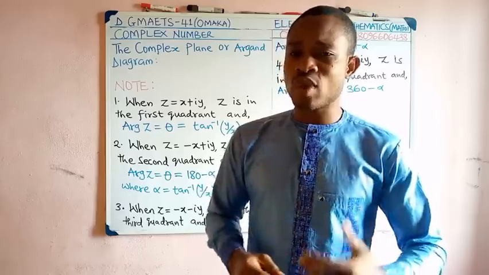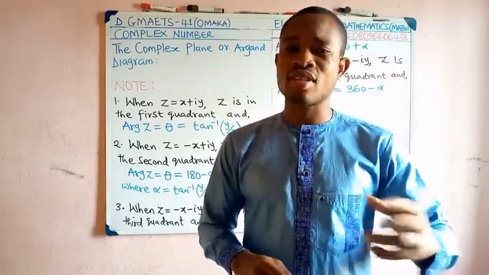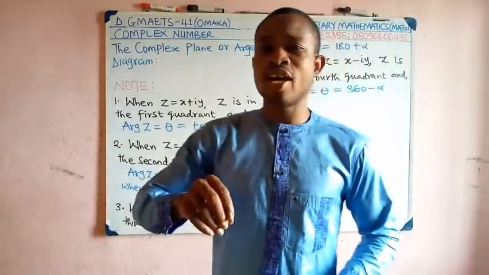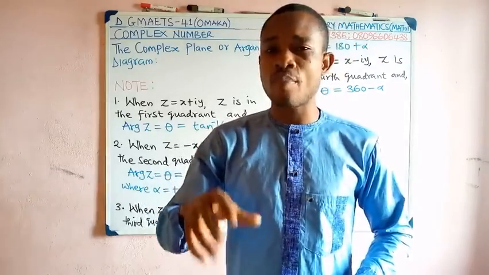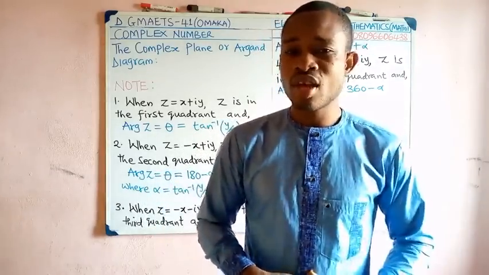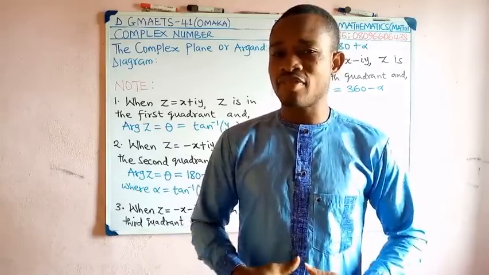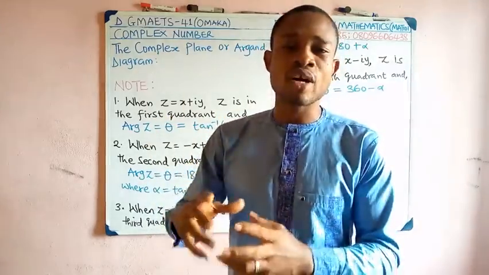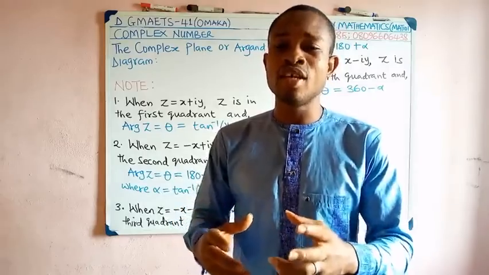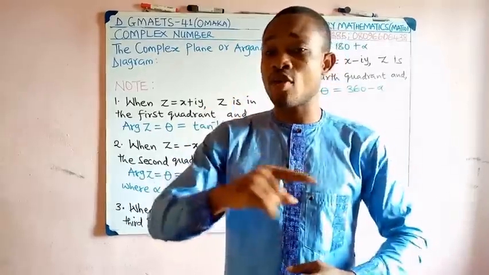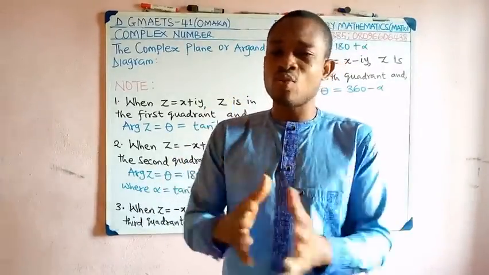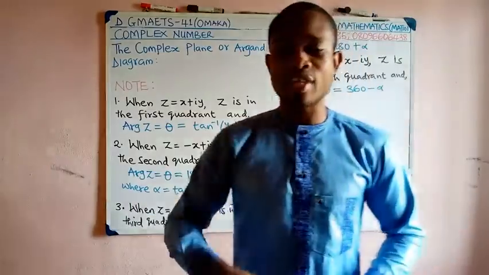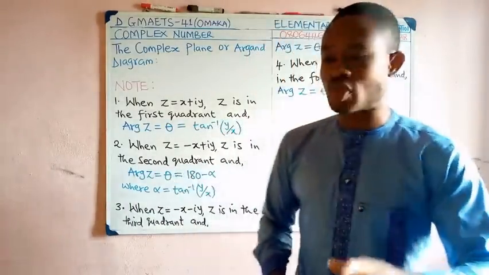Then in the second case, what if you're given a problem where x is negative and y is positive? You have it like this, right? Then we know that the location of the complex number is going to be in the second quadrant. Now, how do we obtain the argument of z there? Simply 180 minus alpha, where alpha is an angle obtained from tan inverse of y over x. So simply get the tan inverse of y over x, which is your alpha, and subtract it from 180 to get theta, which is the argument of z.